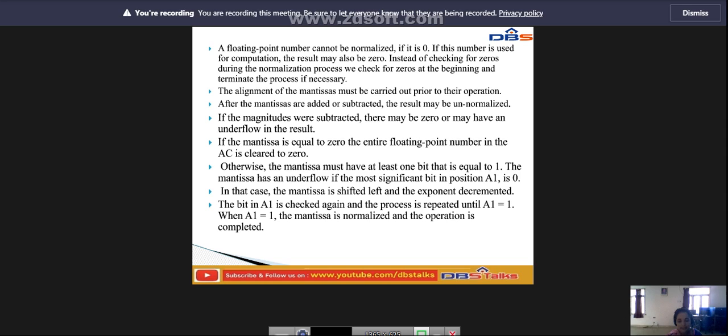If the mantissa is equal to 0, the entire floating point number in the AC is cleared to 0. Otherwise, the mantissa must have at least one bit equal to 1. The mantissa has an underflow if the most significant bit in position A1 is 0. In this case, the mantissa is shifted left and the exponent decremented. The bit in A1 is checked again and the process is repeated until A1 is equal to 1. When A1 is equal to 1, the mantissa is normalized and the operation is completed. So this is the addition and subtraction of floating point numbers.